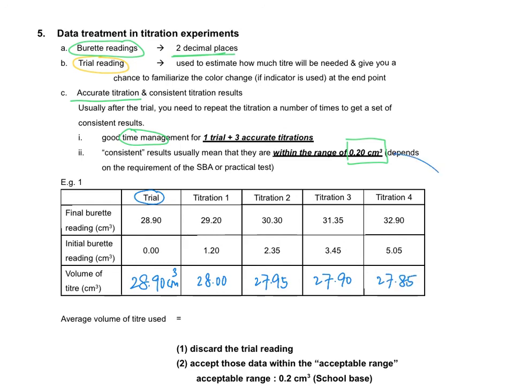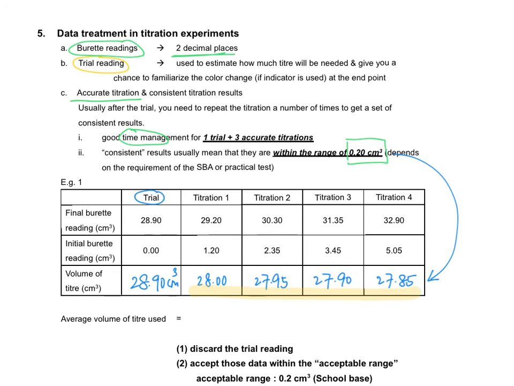And you have to check your results of these titrations, whether they are consistent or not. Now, since the range is 0.2 cm3, and you can see that all our 4 accurate titrations are within the range, then we can work out the average volumes of titrant used.